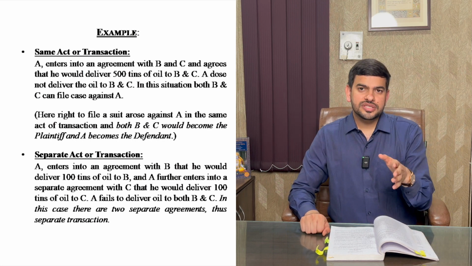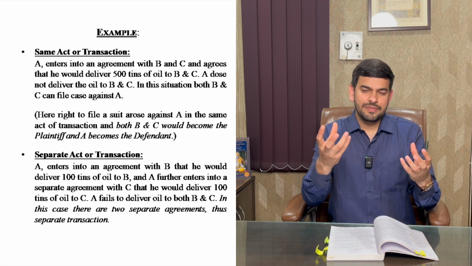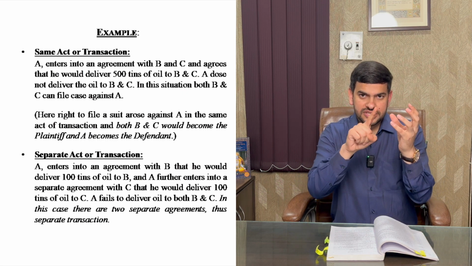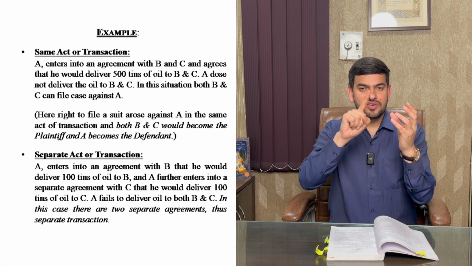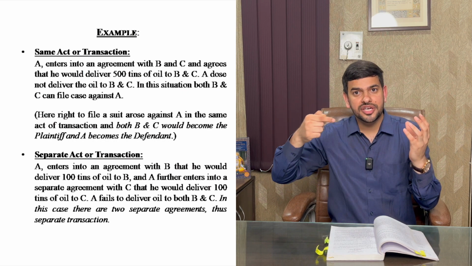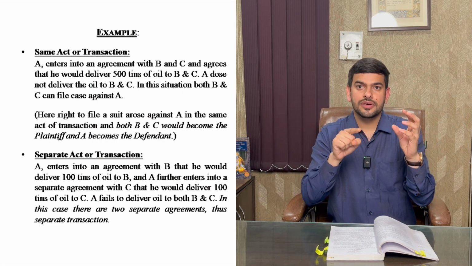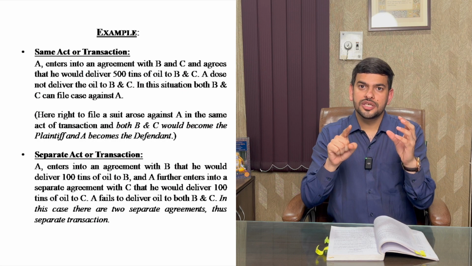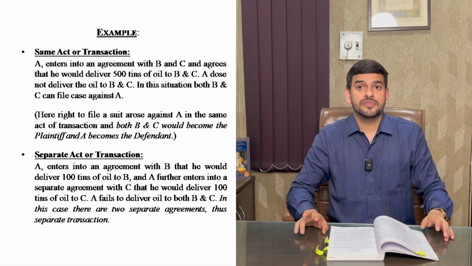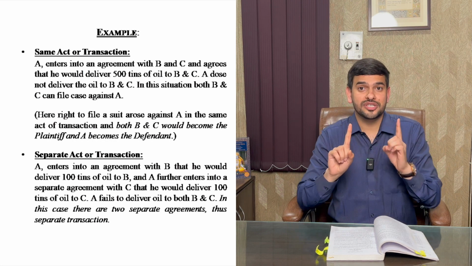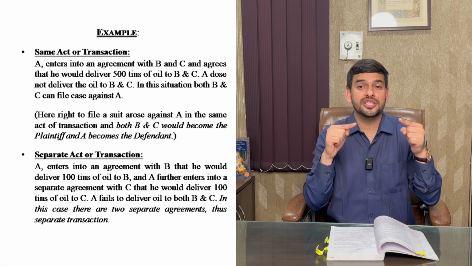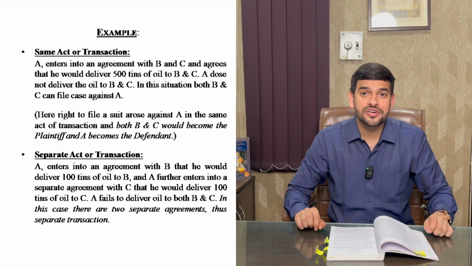If I give you an example which is not a case of the same act or transaction, suppose A enters into a separate agreement with B that he will deliver 100 tins of oil, and then A enters into a separate agreement with C that he will deliver 100 tins of oil, and he does not deliver 100 tins of oil to anyone, neither to B nor to C. In that situation, one suit cannot be filed. They have to file separate suits because here the right to relief against A is not arising out of the same act or transaction.